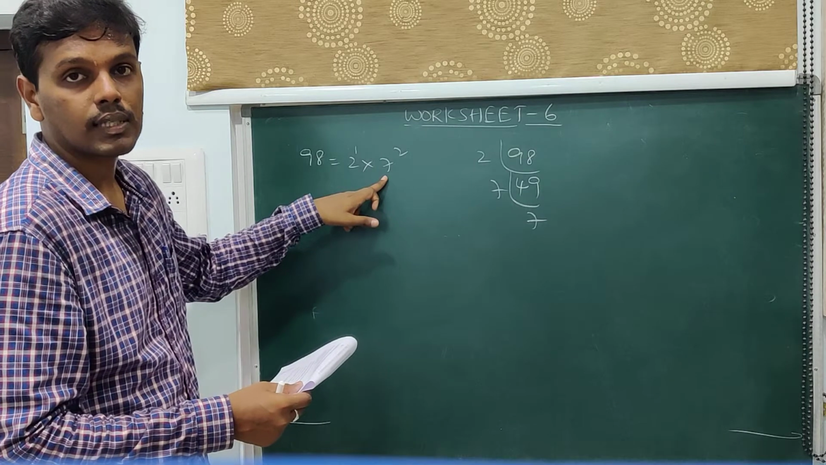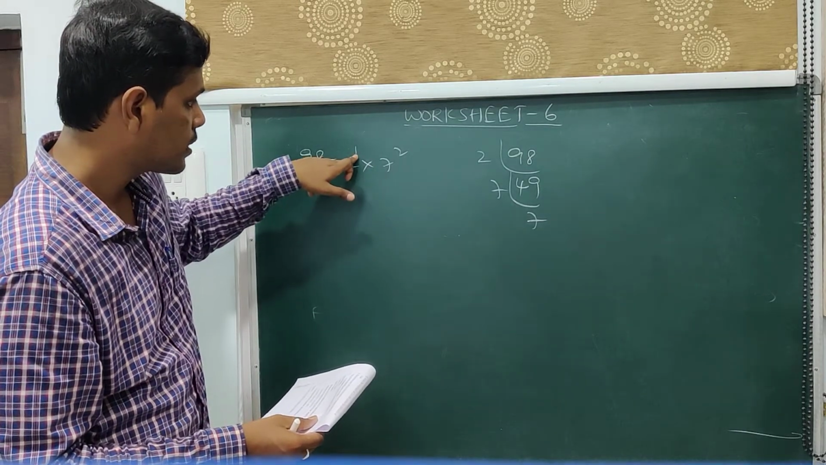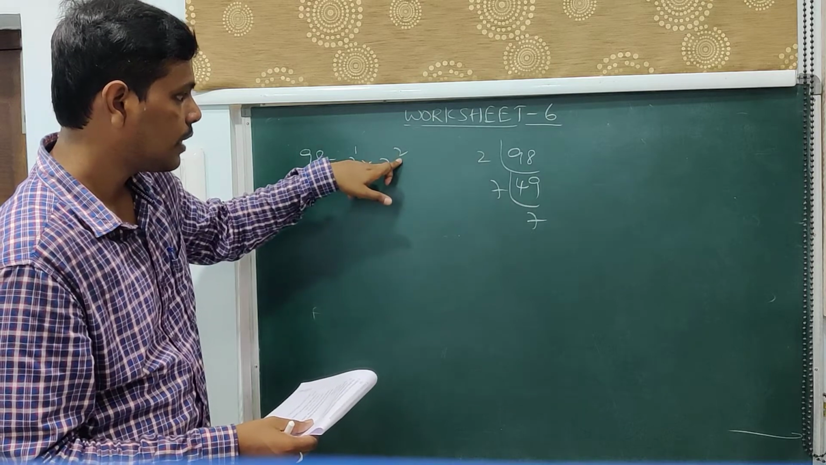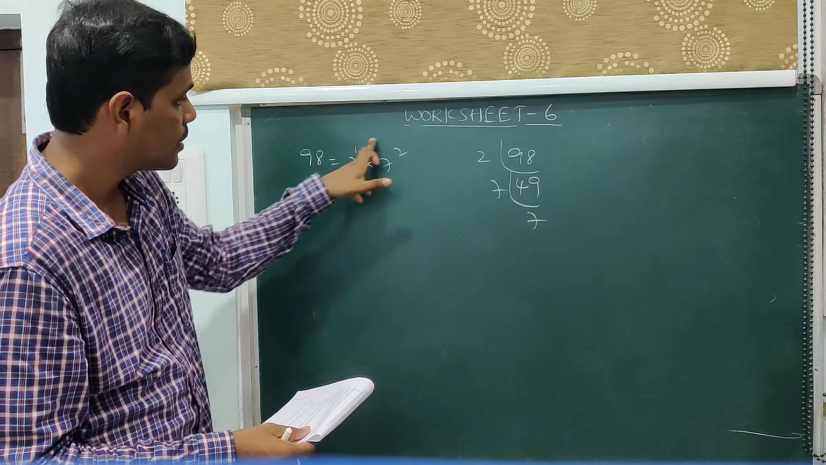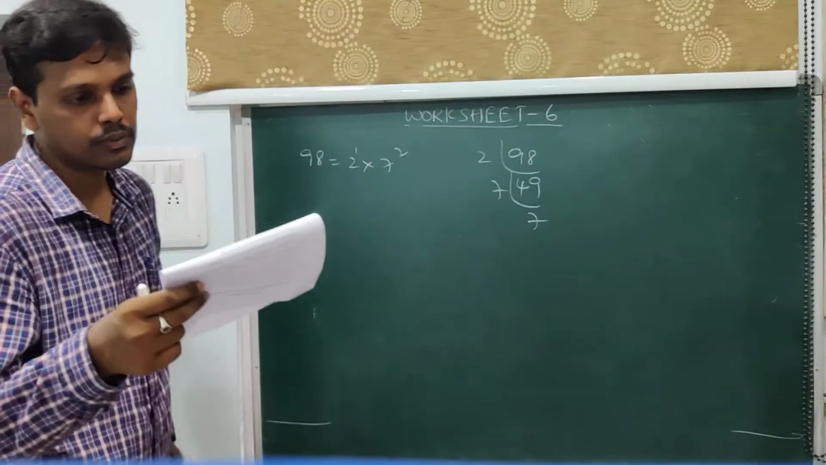They are asking you the sum of the exponents of the prime factors. Now for this prime factor, the exponent is 1. For this prime factor, the exponent is 2. They are asking you the sum of the exponents. 1 plus 2 is 3. So that is the answer.